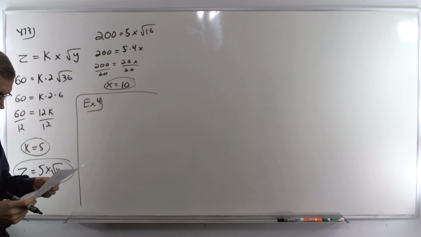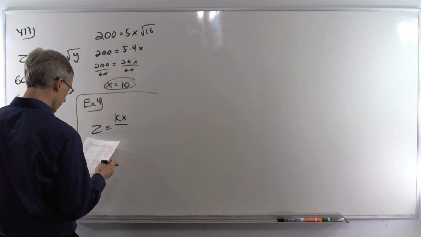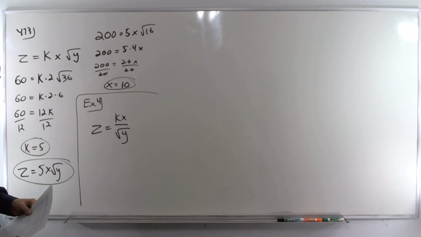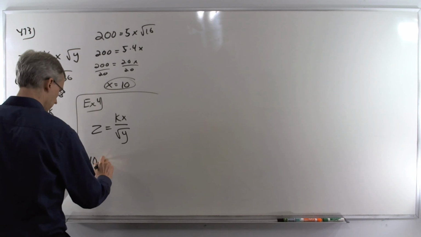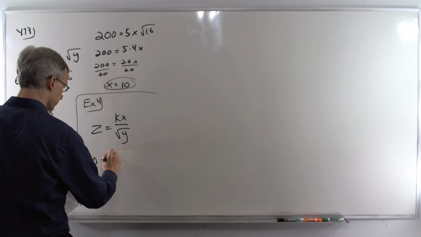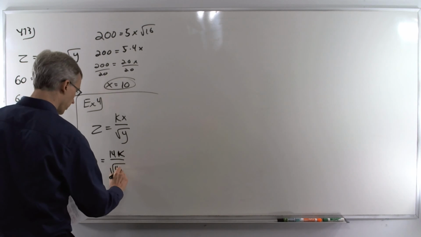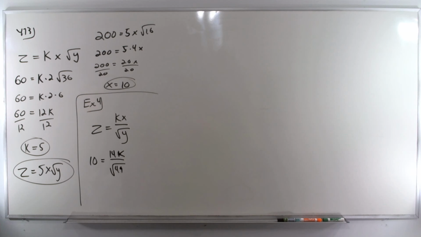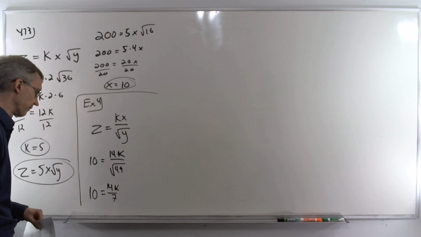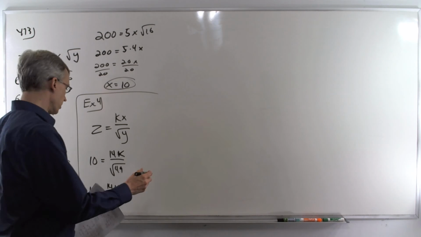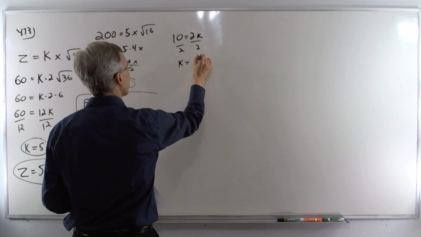Example 4. So z varies here directly with x, so kx on top, and inversely with the square root of y. Inversely says on the bottom, so square root of y goes on the bottom. Now we know z is 10. When x equals 14, so that gives us 14k on top, and y is 49. Square root of 49 is 7. So that's 14k over 7. Now that divides evenly. 14 divided by 7 is 2. So that means 10 equals 2k. Divide both sides by 2, and k equals 5.